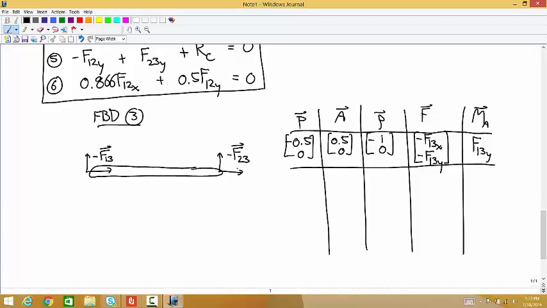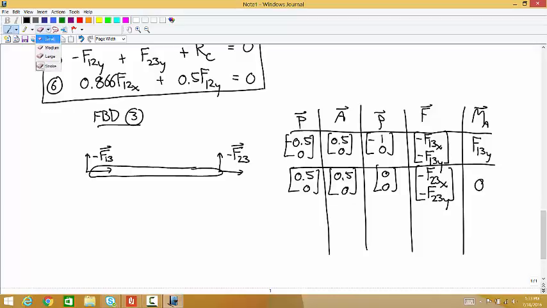And then the force negative F23 is at the point positive 0.50. The about point is 0.50. So when the force is at the about point, the row vector has to be 0. The force vector is negative F23x, negative F23y, and 0 moment.